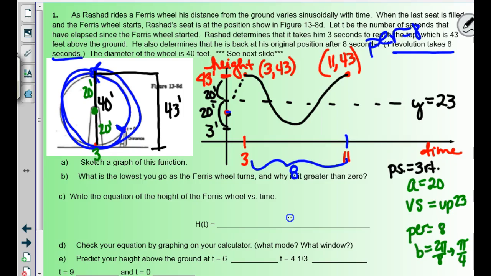All right, let's answer some questions here. What is the lowest you go as this Ferris wheel turns? 3 feet. And why is it greater than 0? Yeah, you're not going underground. Your feet don't hit the ground when you go around, right?